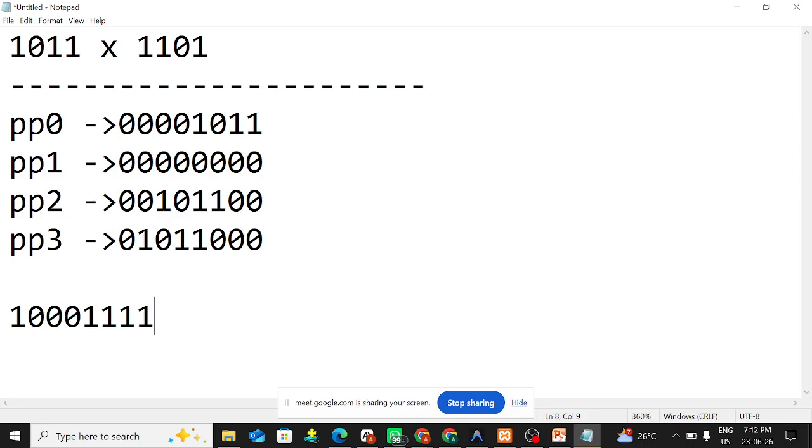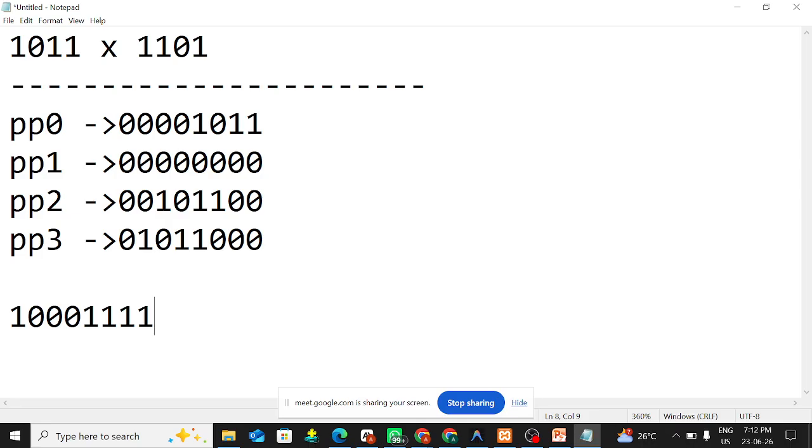I said, right, you need to apply PP0, PP1, PP2 to a carry save adder and get sum 1 and carry 1. After getting sum 1 and carry 1, you add them with PP3 in another carry save adder. In that carry save adder, you will get sum 2 and carry 2. If you add sum 2 and carry 2 using a carry look ahead adder or carry select adder, you will get the final result.